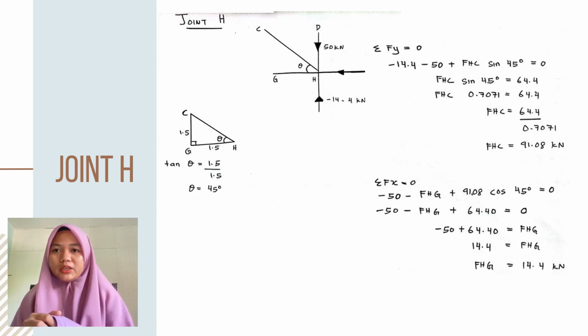Next equation is Fx equal to 0, negative 50, negative FHG plus 91.08 cos 45 degrees equal to 0. Negative 50, negative FHG plus 64.40 equal to 0. Negative 50 plus 64.40 equal to FHG. The answer of FHG is 14.4 kilonewton.